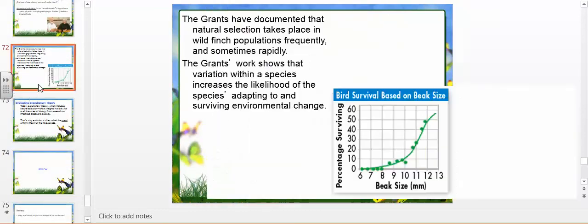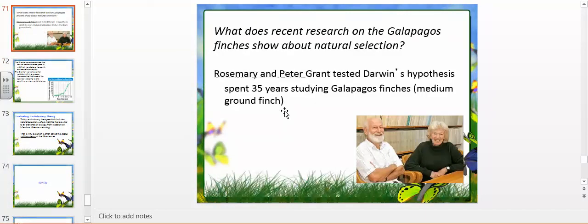Now, lastly, I want you to make sure that you know about Rosemary and Peter Grant. They have been working for many, many years. They were actually on 60 Minutes, but they were down in the Galapagos, and they were studying these finches for 35 years. Remember the finches that Darwin saw?